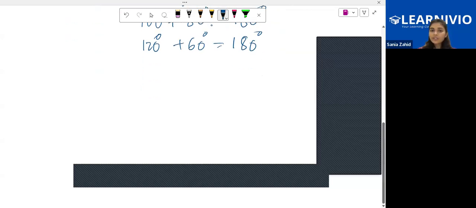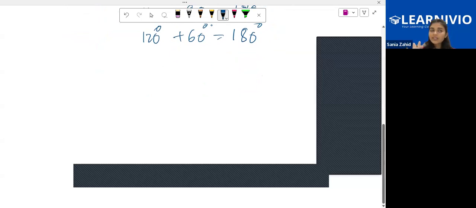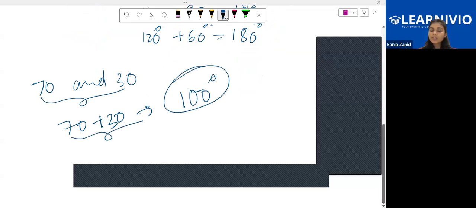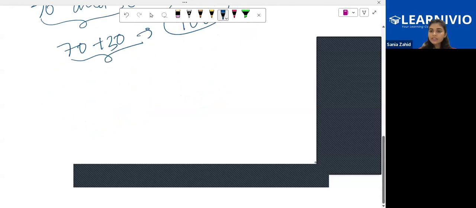How to find if the given angles are supplementary or complementary? Just add them and know. If there are two angles, one of them is 70 degrees, the other is 30 degrees, tell me if they are complementary or not. What will you do? You will just add them. 70 plus 30, you will get 100. Now 100 means, are they complementary? No, ma'am.